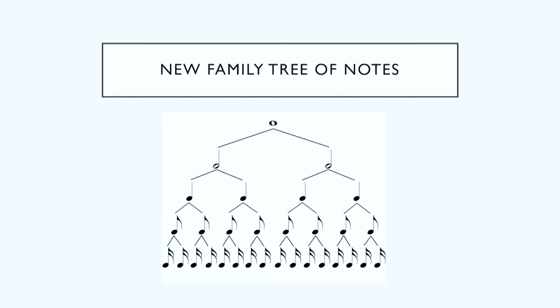Now, this is what the new family tree would look like if we added all of those notes together. You'd see that at the top is the semibreve. It divides into 2 minims. A minim can divide into 2 crotchets. A crotchet can divide into 2 quavers, and a quaver can divide into 2 semi-quavers.